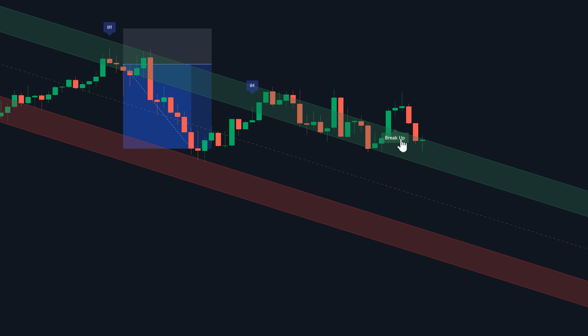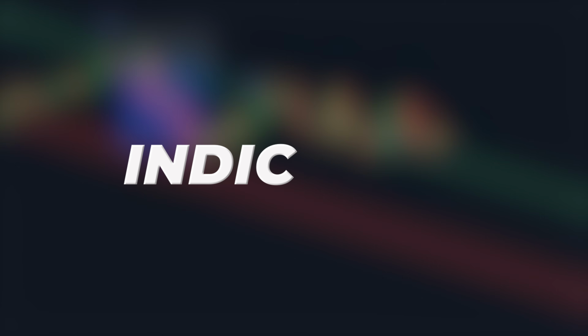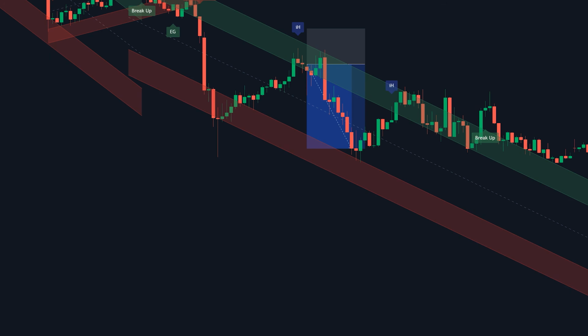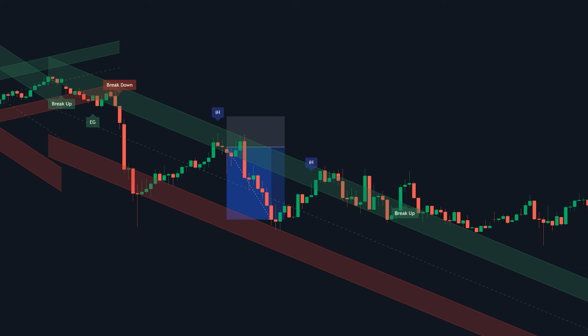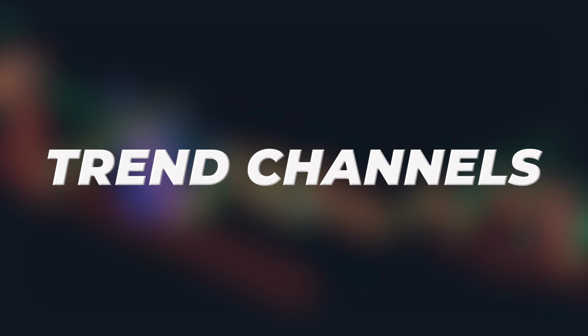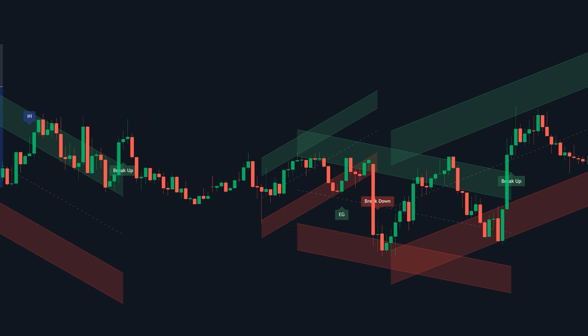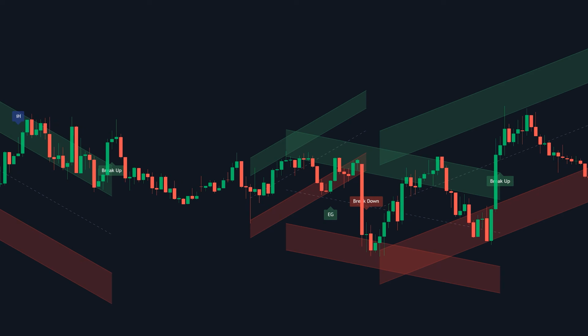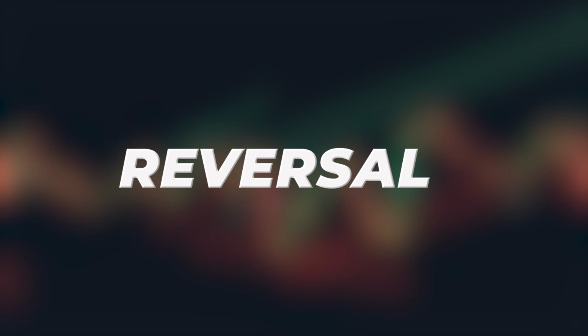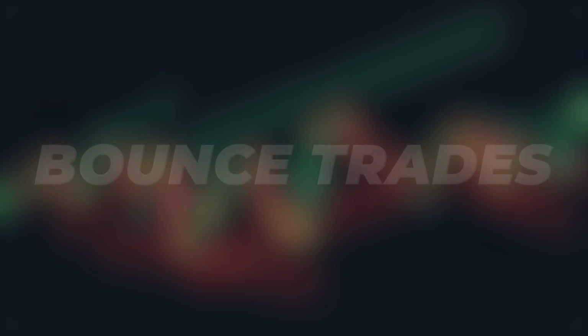So, to wrap things up, the Channels with Patterns indicator from ChartPrime is a pretty unique tool. It tries to give you a more forward-looking view of trend channels by forming them quickly, and it cleverly filters classic candlestick patterns, showing them only at key channel boundaries to provide potential confluence for reversal or bounce trades. It also clearly flags channel breakouts for potential trend shifts.